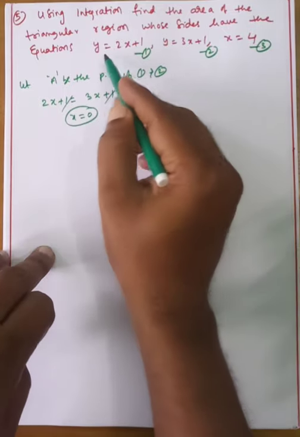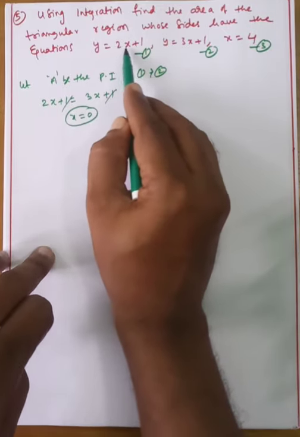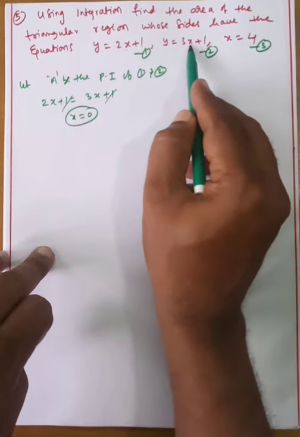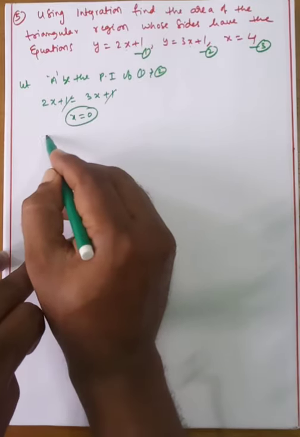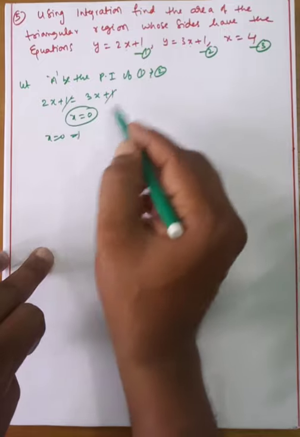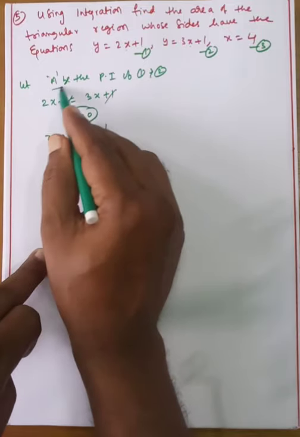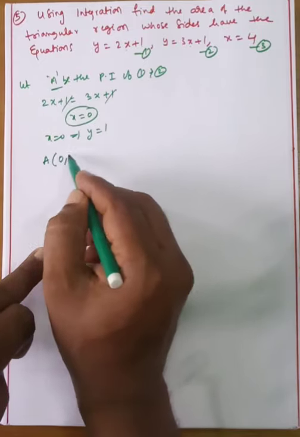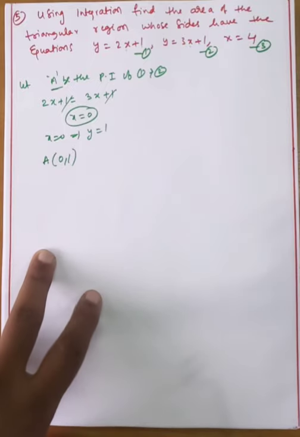x is equal to 0 means what is the y value here? x value is 0 means 2 into 0, 0, plus 1, 1. 3 into 0, 0 plus 1, 1. Therefore, if x is equal to 0, 100% you substitute in this one, y value is equal to 1. That is the point of intersection. A is 0 comma 1. This lies on the y axis.